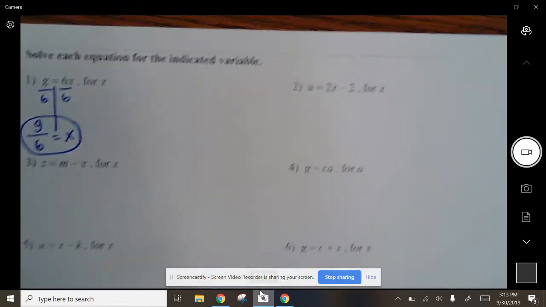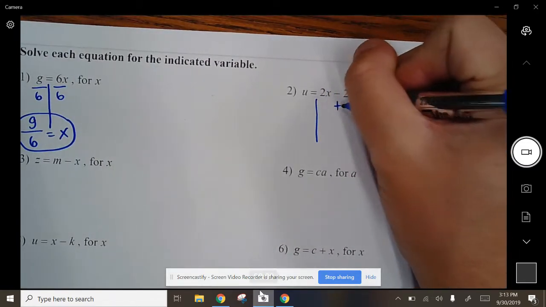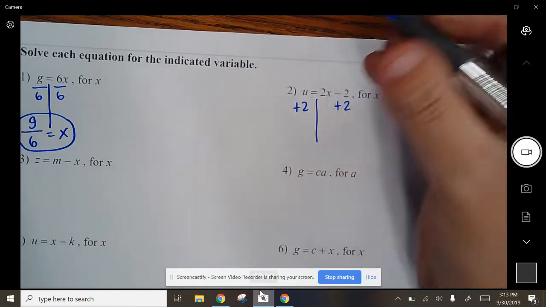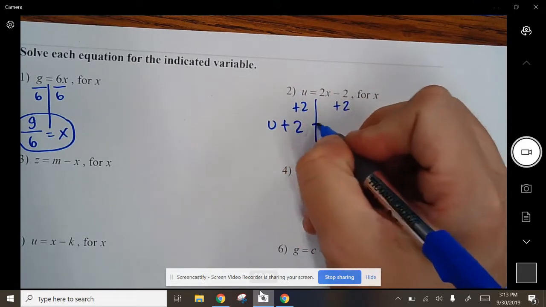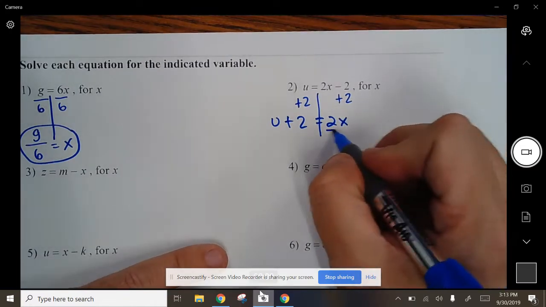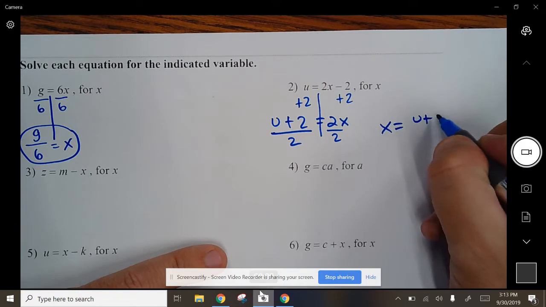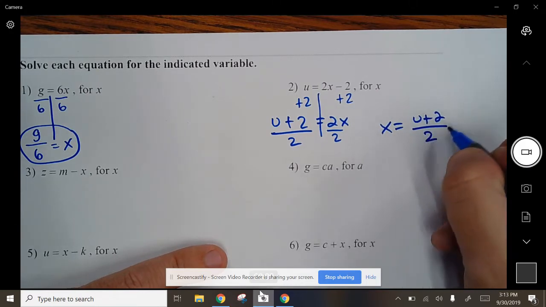All right. Number 2, we're going to solve for x. So I want to add 2 to both sides. When I do that, I get u plus 2 equals 2x. To finish that, to get x alone, divide by 2. So then you're going to get x equals (u plus 2) over 2.